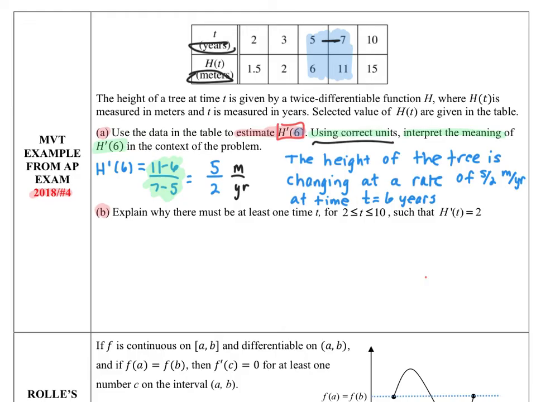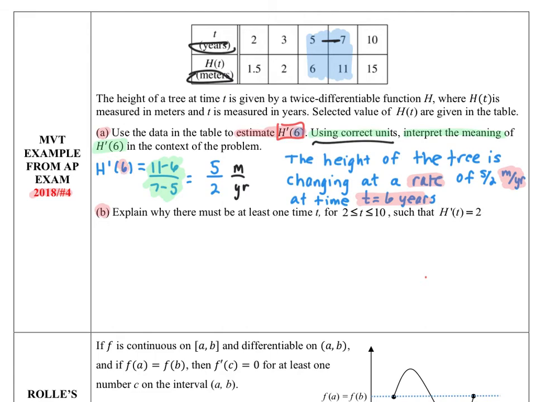It's important that you acknowledge 3 things in a statement like this. Number 1, that it's a rate. Number 2, it asked for the units, so I need to say those units. And number 3, that it is a rate of change at that moment in time, at that time t equals 6 years. So you have to say what the 6 means in the context of the problem.